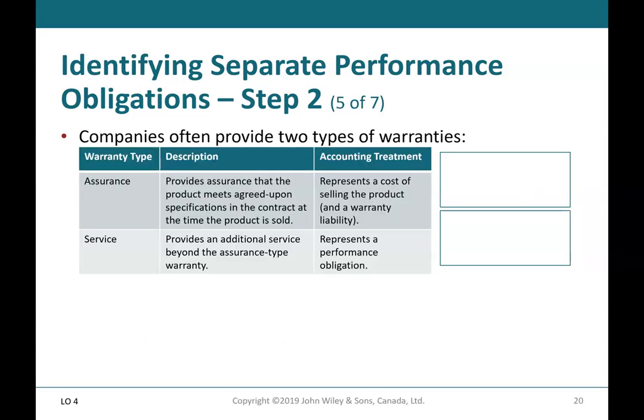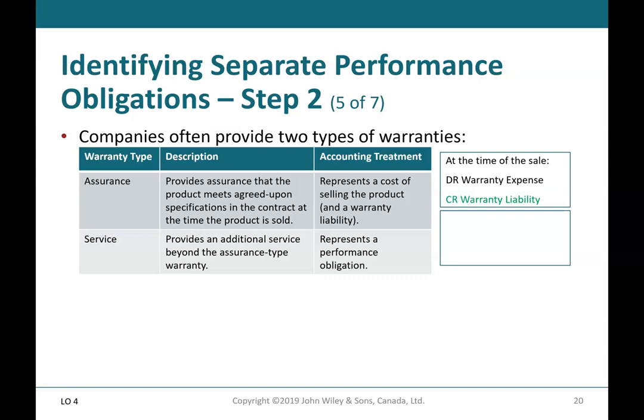Identifying separate performance obligations, Step 2, 5 of 7. Companies often provide two types of warranties. Warranty type, assurance, description: provides assurance that the product meets agreed upon specifications in the contract at the time the product is sold. Accounting treatment: represents a cost of selling the product and a warranty liability. Service, description: provides an additional service beyond the assurance type warranty. Accounting treatment: represents a performance obligation.